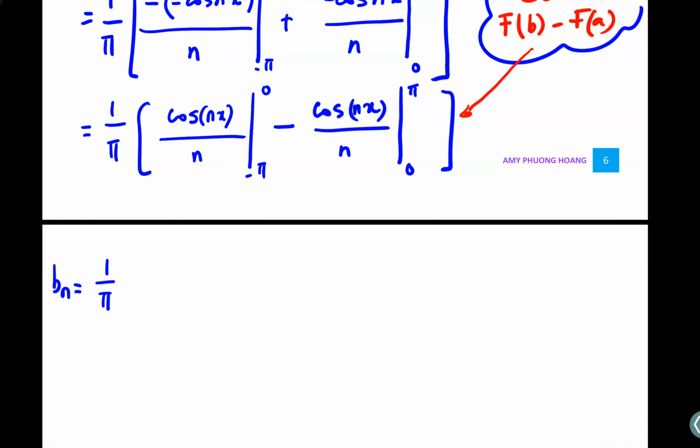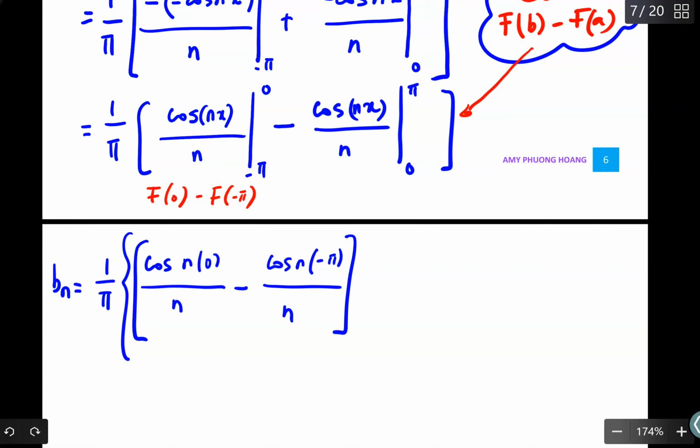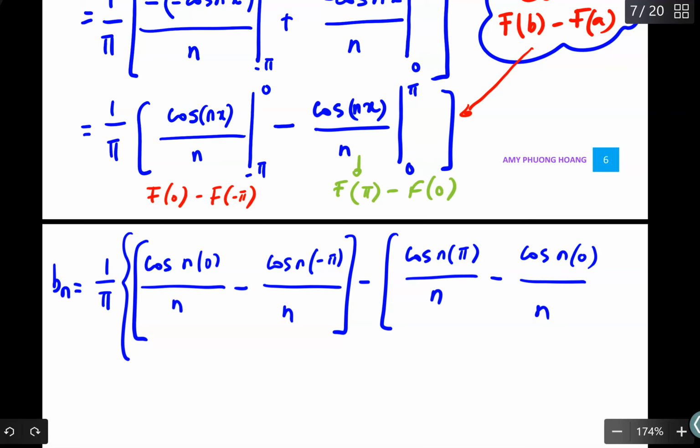Okay, and we have to be very careful here. I will apply f of 0 minus f of negative pi. So then I should have cos of n times 0 divided by n, and I subtract that with cos of n times negative pi divided by n. So this is the first part. The second part is this. Again, I also have to apply f of pi, subtract f of 0. So I will subtract cos of n times pi divided by n, subtract cos of n times 0 divided by n, close the bracket.